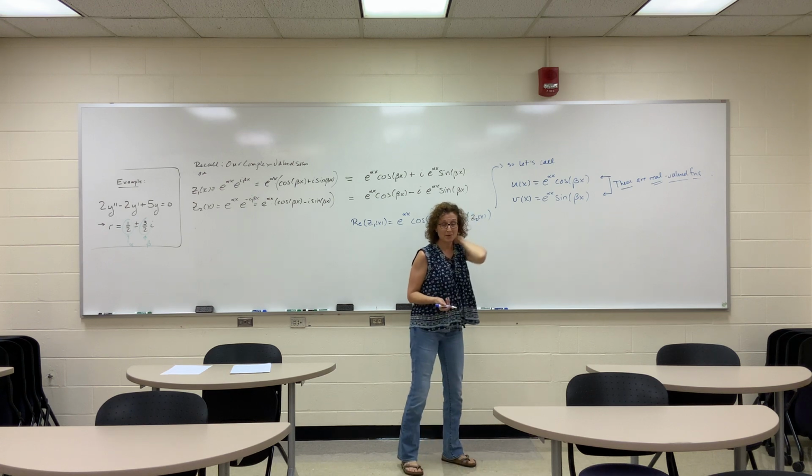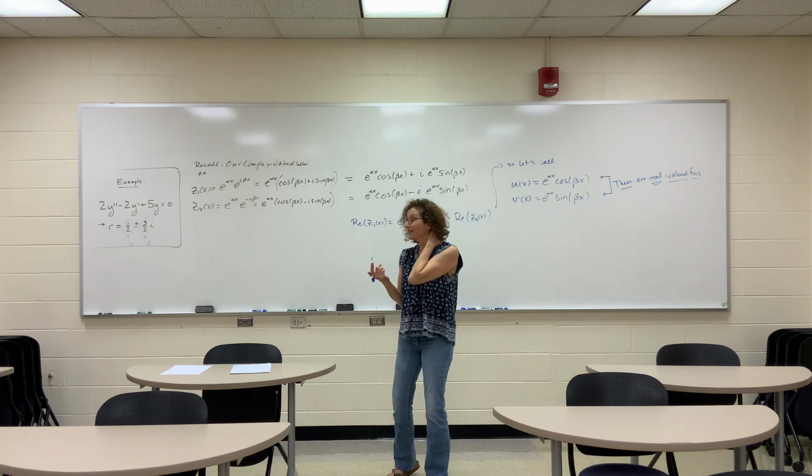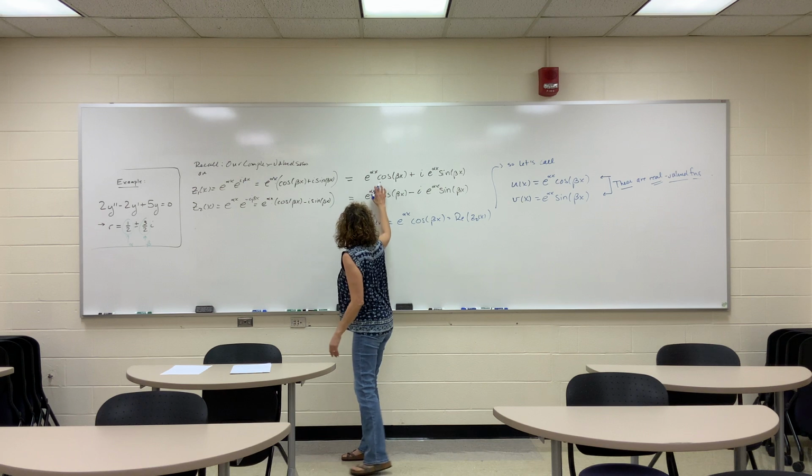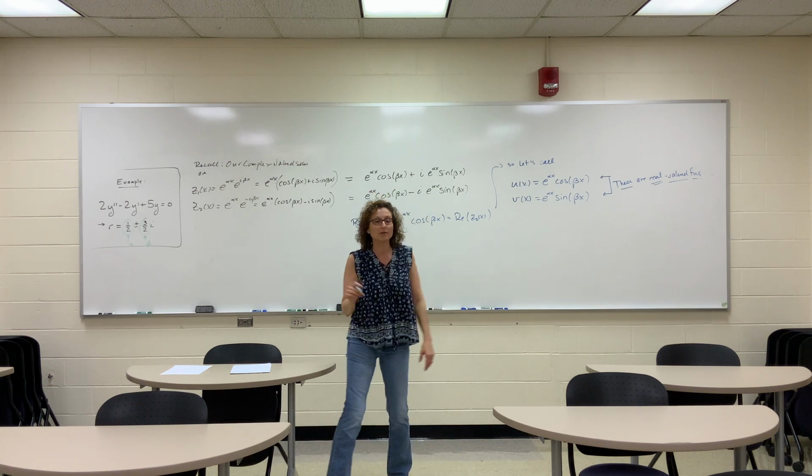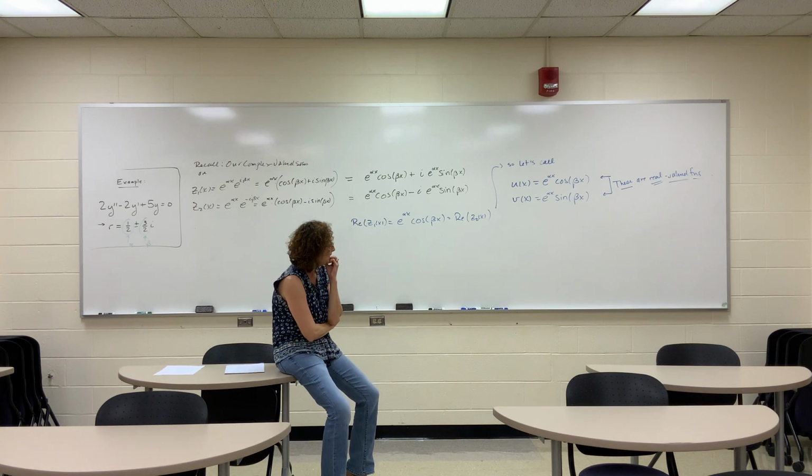I wonder if there's any way... These are complex valued functions, and they're solutions of our original differential equation. But do you think there's any way that those two pieces that show up in the complex valued solution could possibly be solutions of the original differential equation? That would be super cool, because then we'd have two solutions.